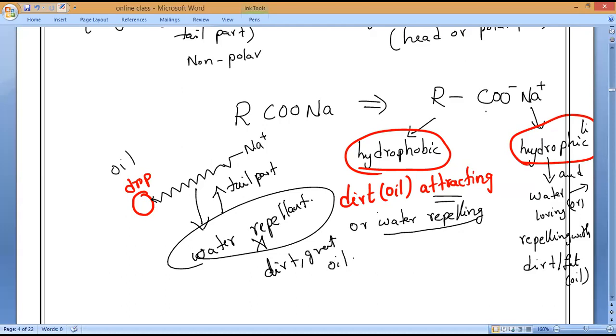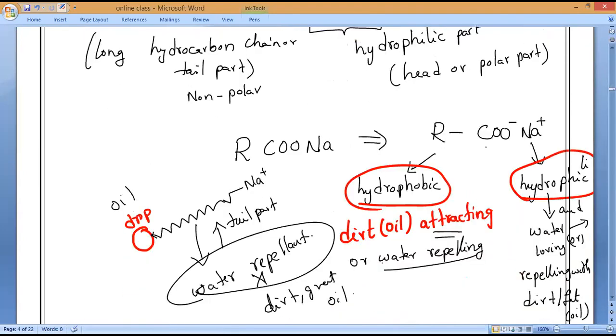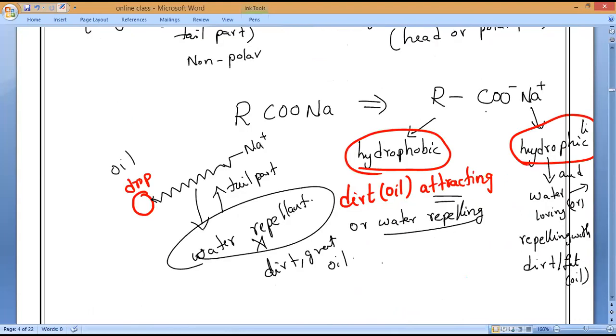Now, what is the hydrophilic part? The polar part, I have already mentioned here. It is COO minus Na plus. This is the hydrophilic part, which always attracts towards the water, water loving, and repels the dirt or fat. Now understand this, I will explain what will happen. Sir, how is this soap removing the oil stains?